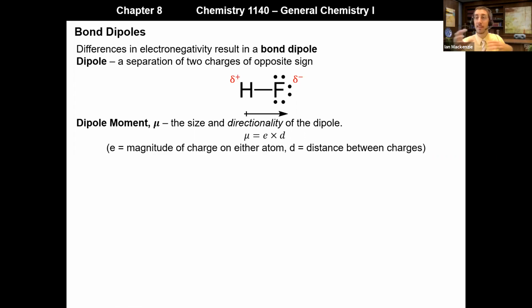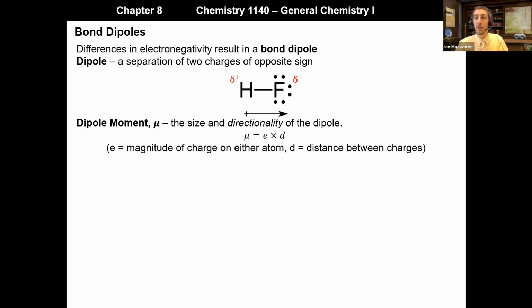Now, this is not necessarily true in cases where I have multiple atoms involved in a molecule, because I might have multiple bonds, and each of those bonds will have dipoles, and so the individual atoms may not have the same magnitude of charge. But if we look at the magnitude of charge on either atom in this case and multiply that by the distance between the charges, we can get to the magnitude of the bond dipole, which is known as the dipole moment.